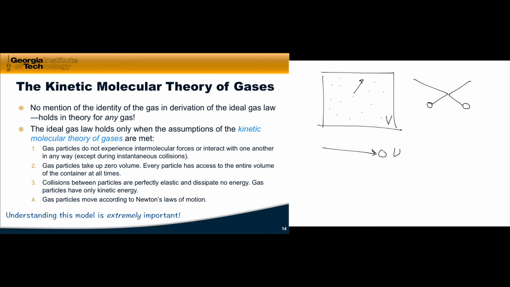And we've already alluded to the fact that all real gases, to some degree or another, violate one or more of these four assumptions. And so it's interesting that in spite of the fact that all gases to some degree violate these assumptions, the ideal gas law is still quite good at predicting the properties of a variety of gases.